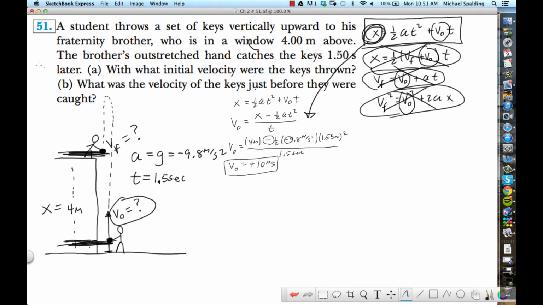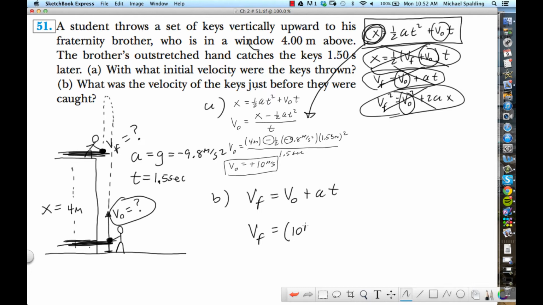Okay, so part B: what was the velocity of the keys just before they were caught? Let's do that. Which kinematic would work for that? I'd use the third one. So this was part A. Here's part B. VF equals V initial plus AT. Now we are looking for VF. This calculation here is going to show us that the keys went past the guy and then back down.